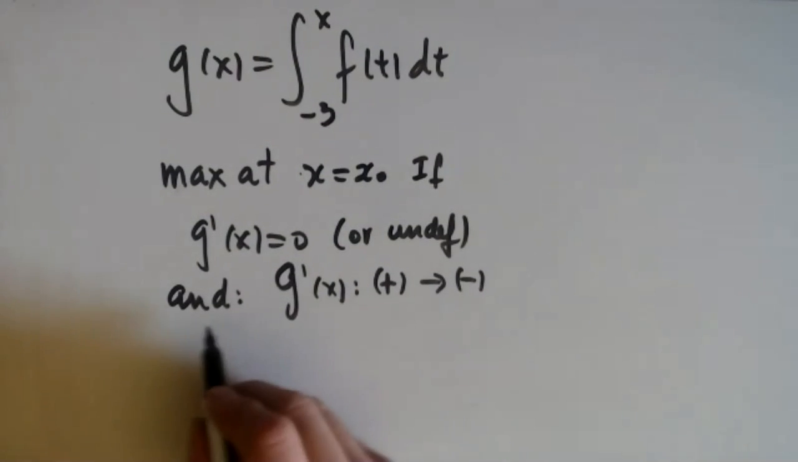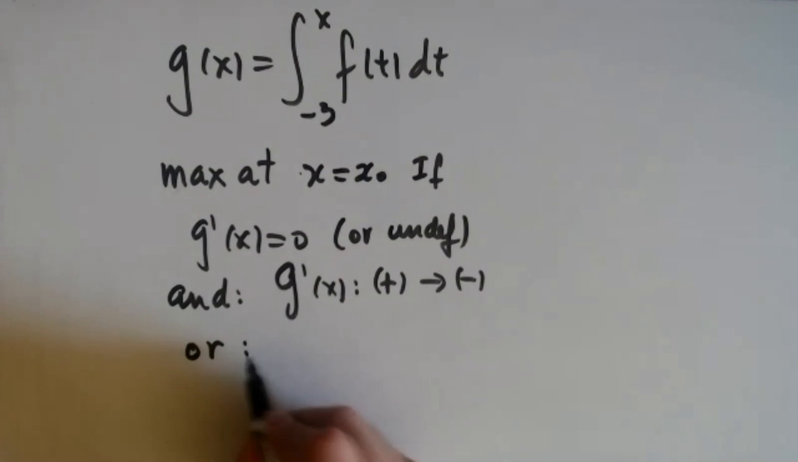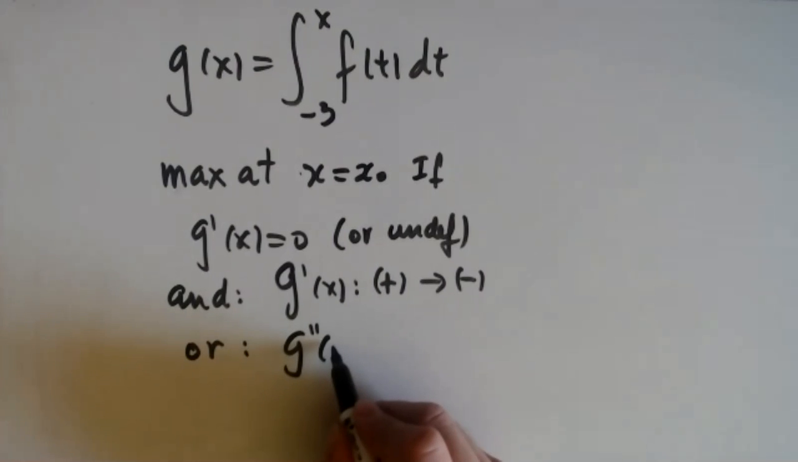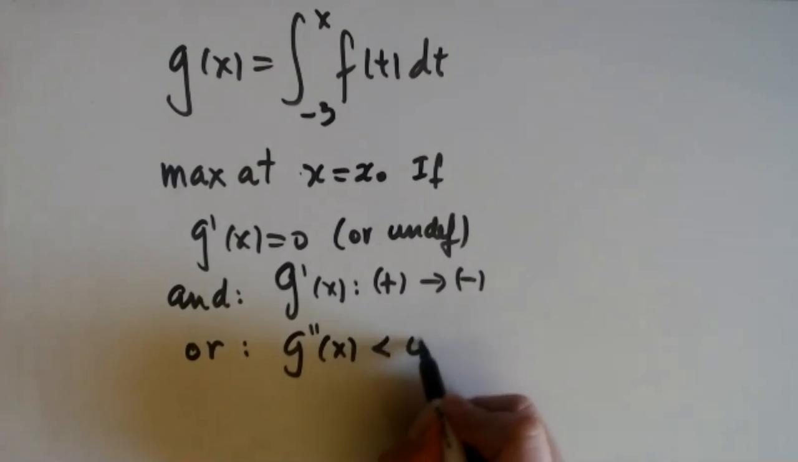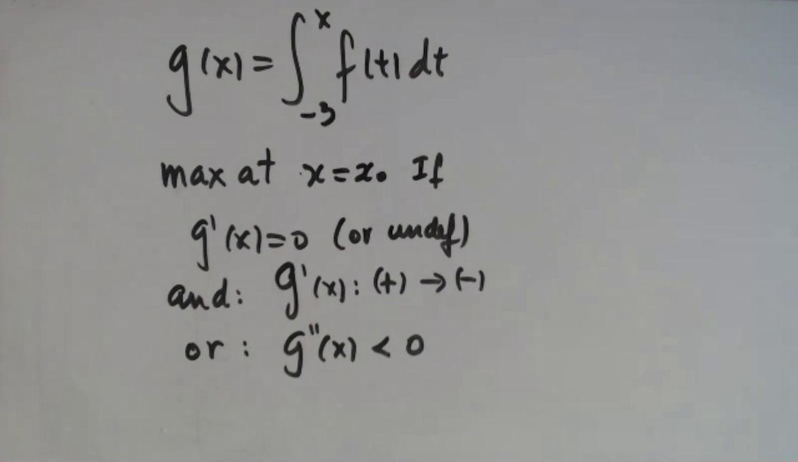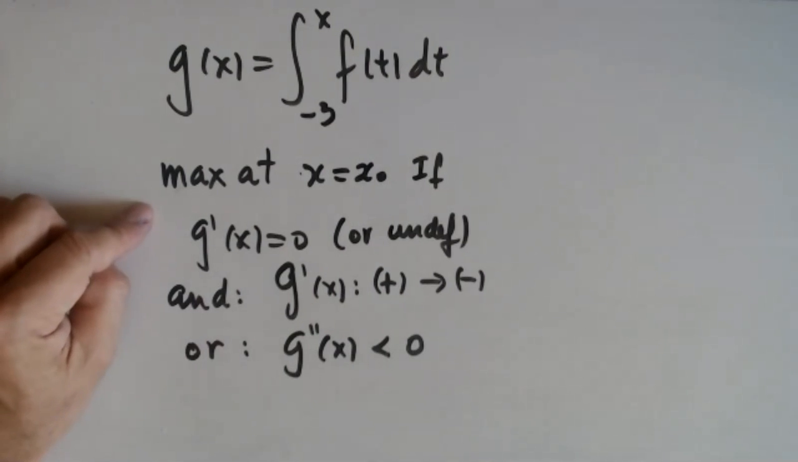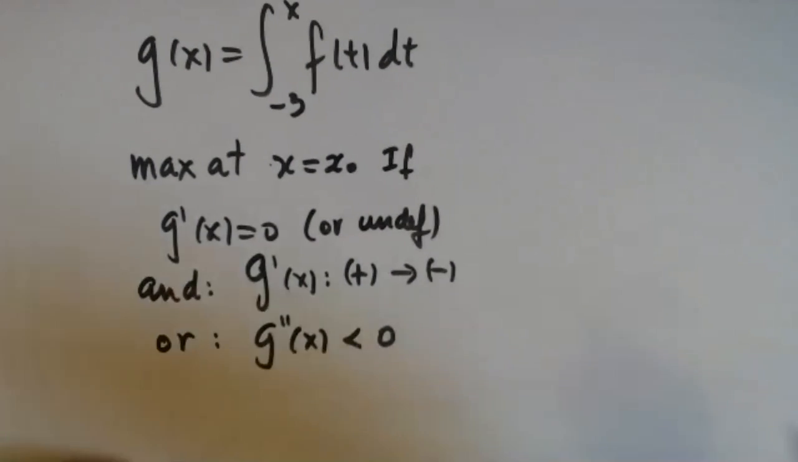Or g double prime of x is negative. So those are the two criteria to identify a max. What is the criteria to identify a min?